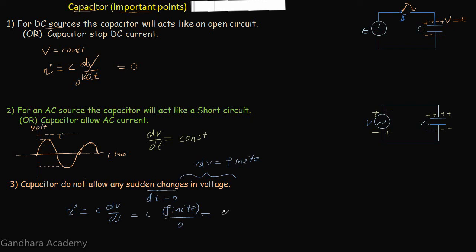So the current in this case is infinite, and that is impossible because it violates the law of conservation of energy, which states that energy can neither be created nor destroyed. So a sudden change in voltage is impractical.